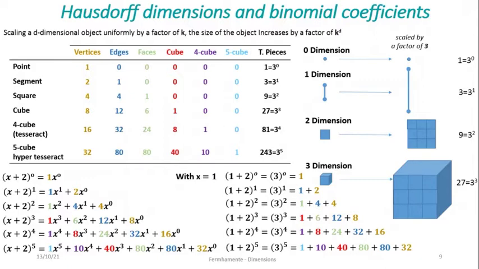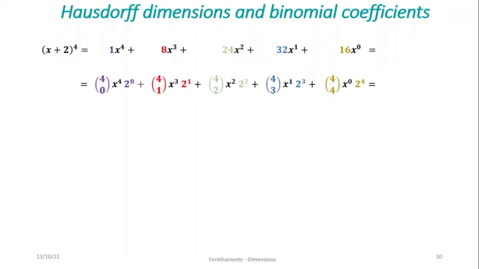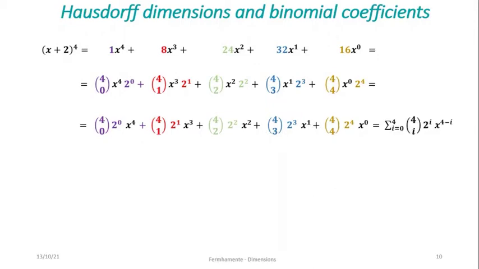In the next slide, I analyze this fact in more detail, showing why the coefficients of the expansion of x plus 2 to the power n produce the elements of the hypercube. For example, we see the binomial coefficients in the expression x plus 2 to the power 4 for the tesseract, or we can say a 4-cube or hypercube. We express the integers as binomial coefficients, indicated by the parentheses. Moreover, we see that, in general, each number of the expansions gives the number of the corresponding dimensional hypercubes in the boundary of the cube.